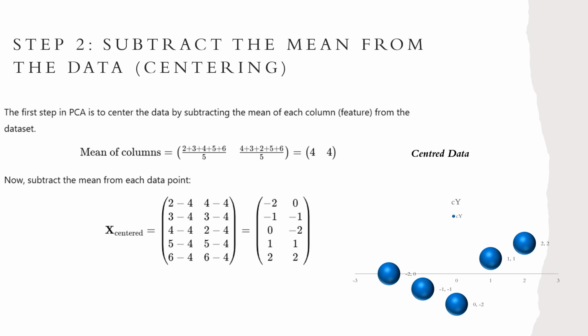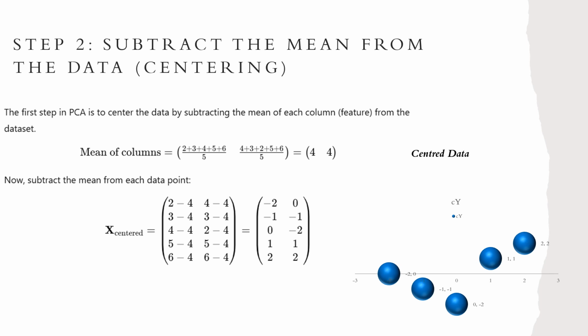For centering the data, you need to subtract the mean of the data from every value present in the column. So I'll subtract the mean of the data. Mean of x is 4, mean of y is 4 here. So if I subtract this mean, my data got centered.